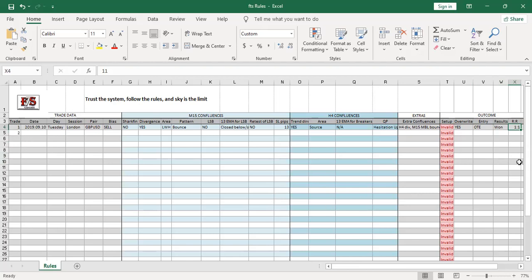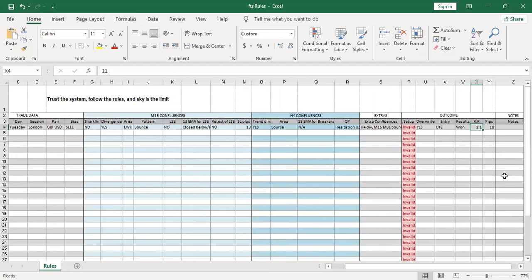Then you look at how many trades you won, right? The risk to reward ratio, yes, 1 to 2. You look at how many pips you won for the trade, the risk to reward. Then you can make your notes from it.